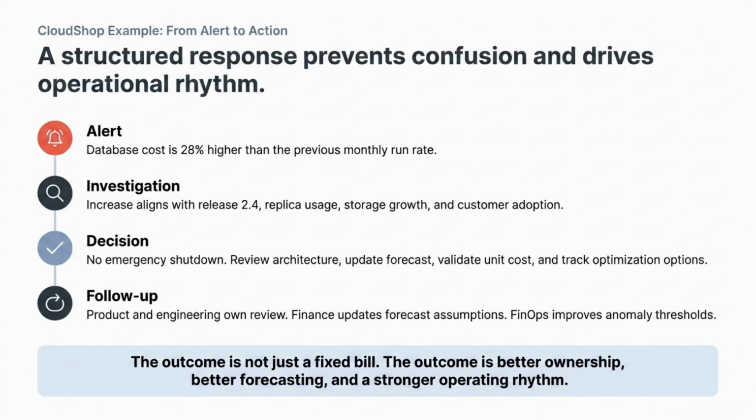The follow-up is also important. Product and engineering own the technical review. Finance updates the forecast. FinOps improves anomaly thresholds. The outcome is not just a fixed bill. The outcome is better ownership, better forecasting, and a stronger operating rhythm.